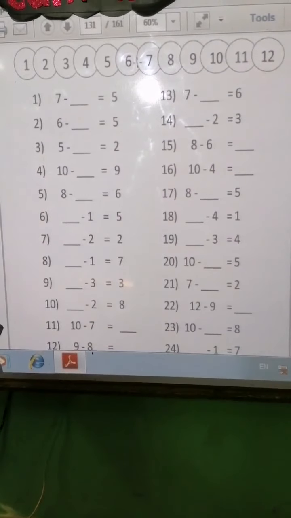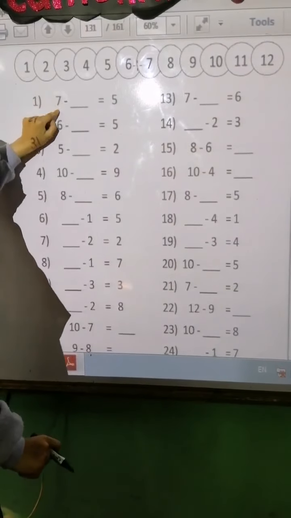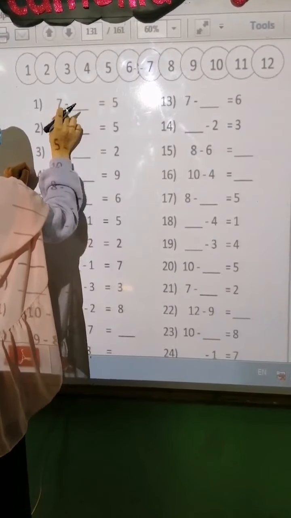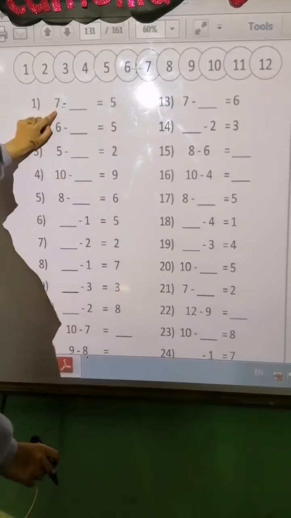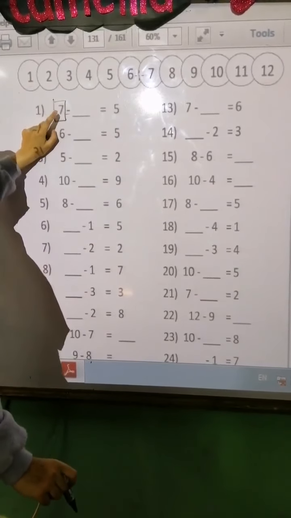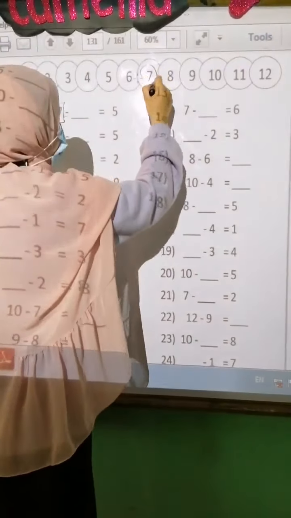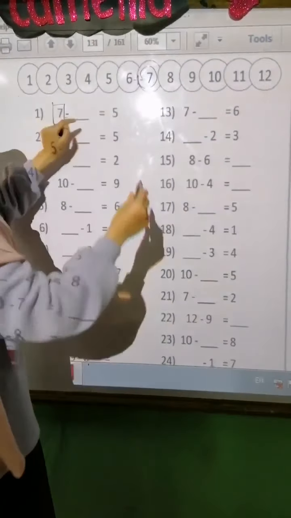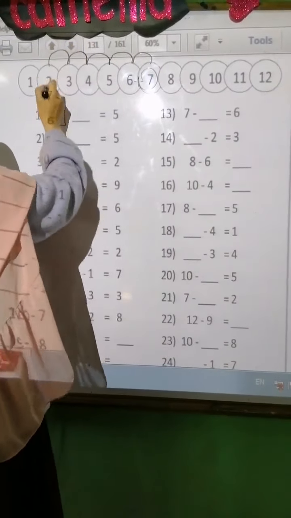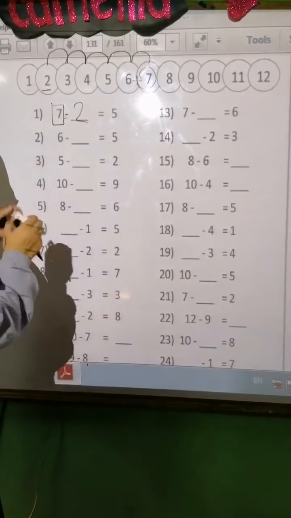Open your booklet, page 131. Let's see. Problem number 1. 7 minus missing number equals 5. What is this problem? A subtraction problem. Is the greatest number here or missing? It's here. Then the rule tells us to start from the bigger number and go backward. How many steps? 5. 1, 2, 3, 4, 5. So the answer is 2. 7 minus 2 equals 5.